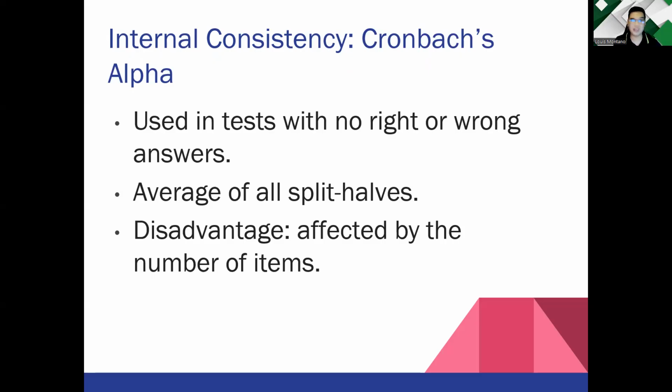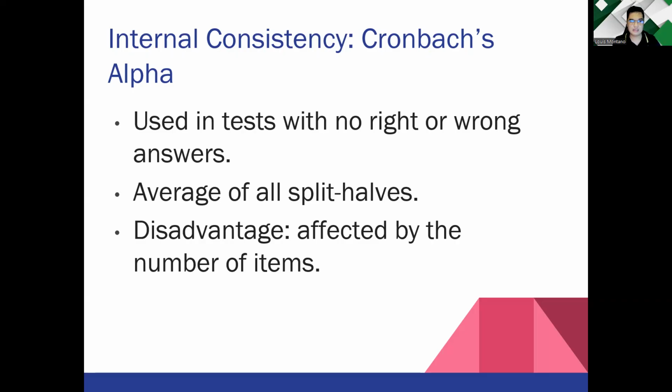Pero kasi yung KR20 yung mas appropriate kapag may right or wrong. So we can talk about that later on. Okay? Traditionally, ginagamit yung Cronbach alpha if there are no right or wrong answers. Okay? And then some would say that it is the average of all the split halves. Sa split half kasi, you only split the test once. Okay? Tapos, you correlate, no?